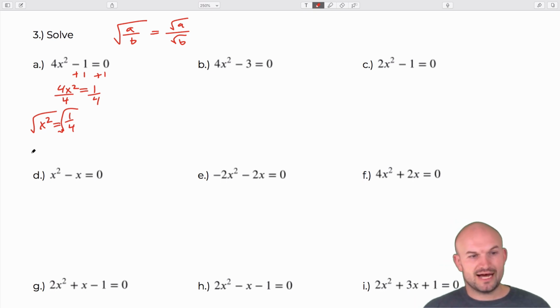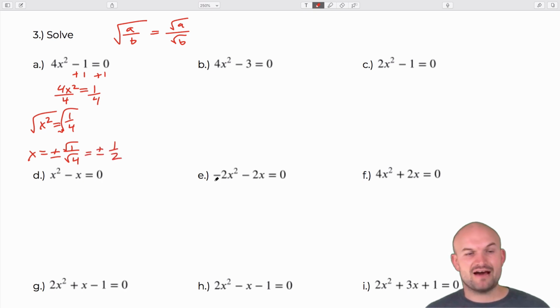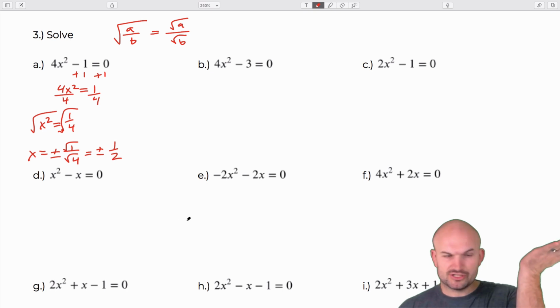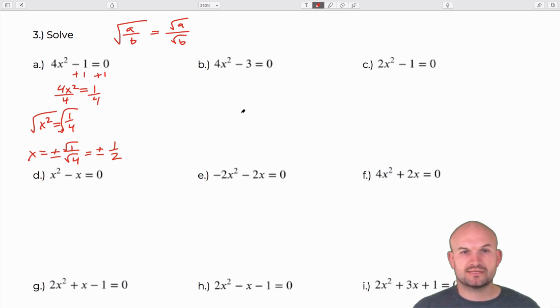So therefore, I get x, and again, also remember you have to include the plus or minus, right? So x is going to equal plus or minus the square root of 1 over the square root of 4, which is really plus or minus 1/2. Okay, because the square root of 1 is 1, the square root of 4 is 2.